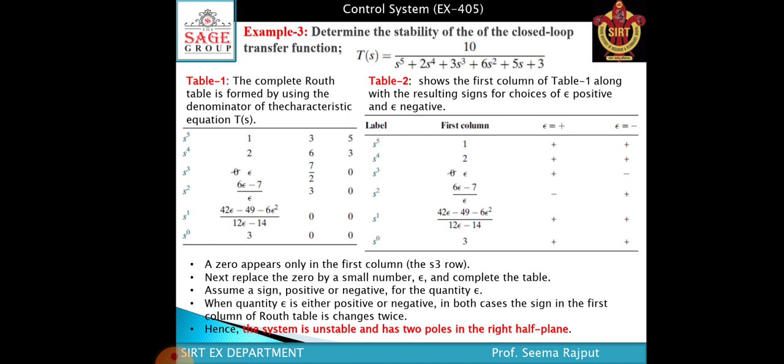Okay, so with the help of the second table we have to find how many poles lie in the left side or right side plane. A 0 appears only in the first column. Next, replace the 0 by a small number epsilon and complete the table. Assume a sign positive or negative for the quantity epsilon. Whether epsilon is positive or negative, in both cases the sign in the first column of the Routh table changes twice. Hence the system is unstable and has two poles in the right half plane.